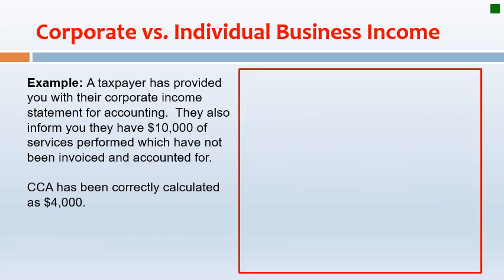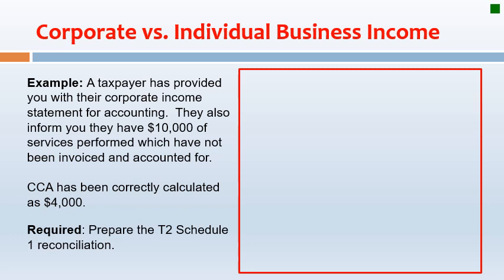So let's take a look at the reconciliation for the T2 Schedule 1. What's different here is that, when we're dealing with a corporation and a Schedule 1, we start with the net income for accounting purposes. That's $1,000 as per the income statement on the last slide. What we're then going to do is make adjustments to come to our net income for tax purposes.